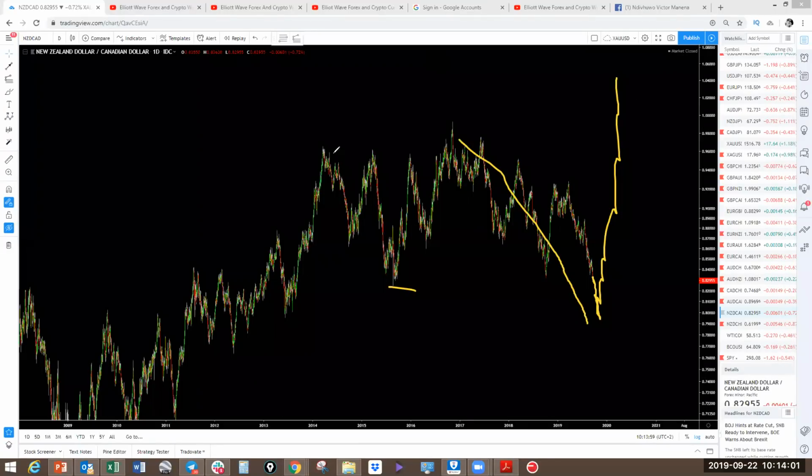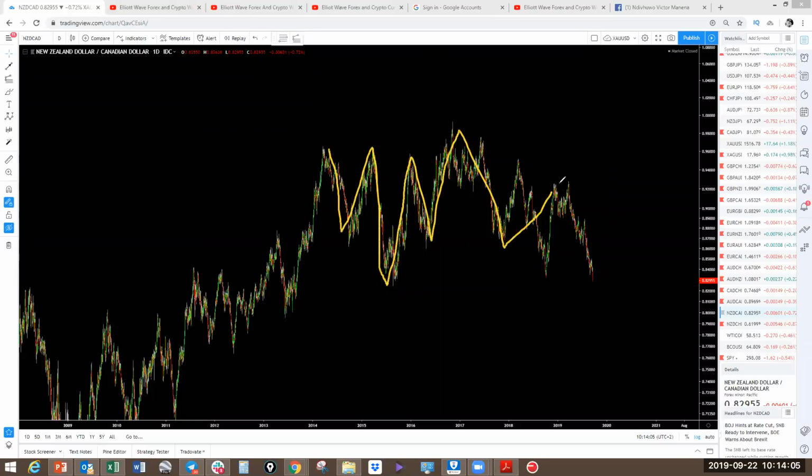Okay, because that is a clear 1, 2, 3 down, 1, 2, 3 up, 1, 2, 3 down, breaks the low and pushes higher, and that will be a WXY correction. WXY like that, and then we'll expect this to push slightly lower and then push higher. Keep an eye on the reversal here. All right.